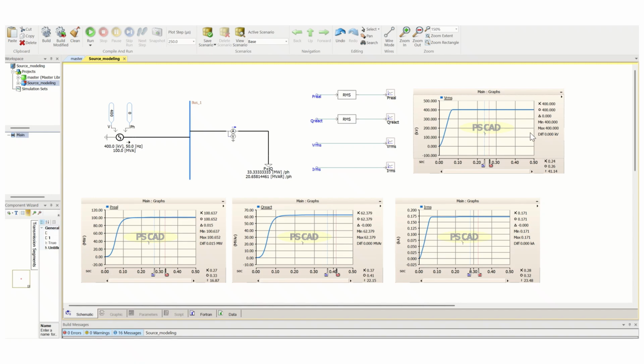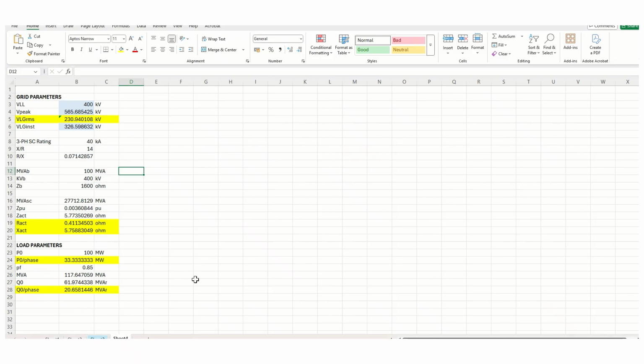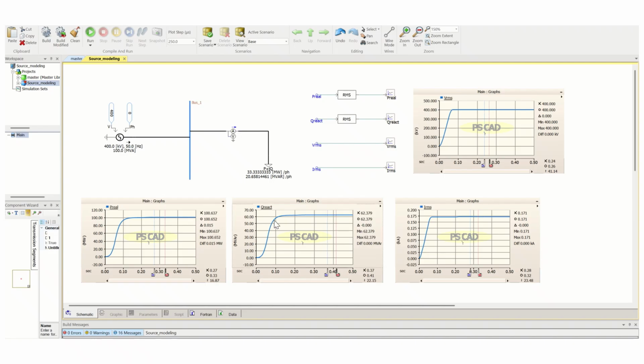The RMS voltage is 400 kV. This voltage is 400 kV because we have considered an infinite source. The source is 400 kV, so the bus voltage is also 400 kV. Real power is 100.652 megawatt. This is a 100 megawatt load here, P naught is 100 megawatt, so it is 100.652 megawatt. There's a slight difference.